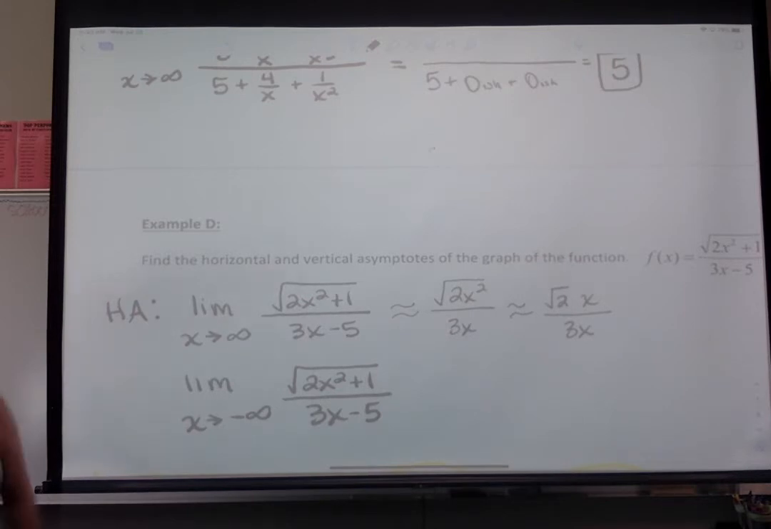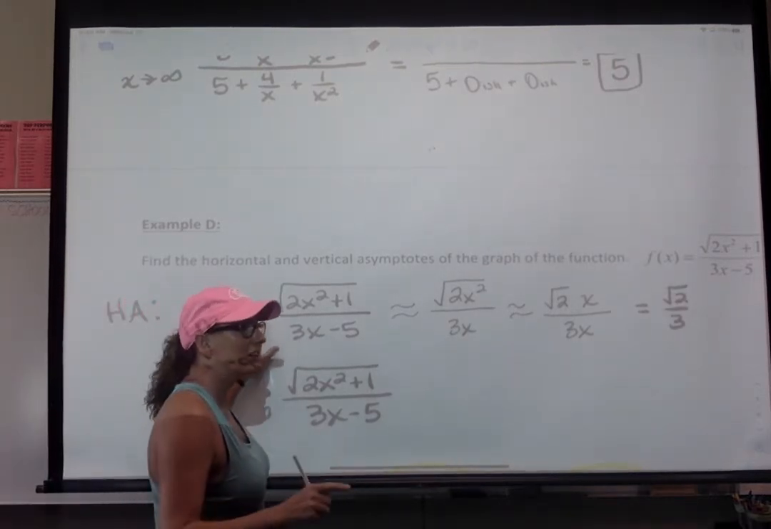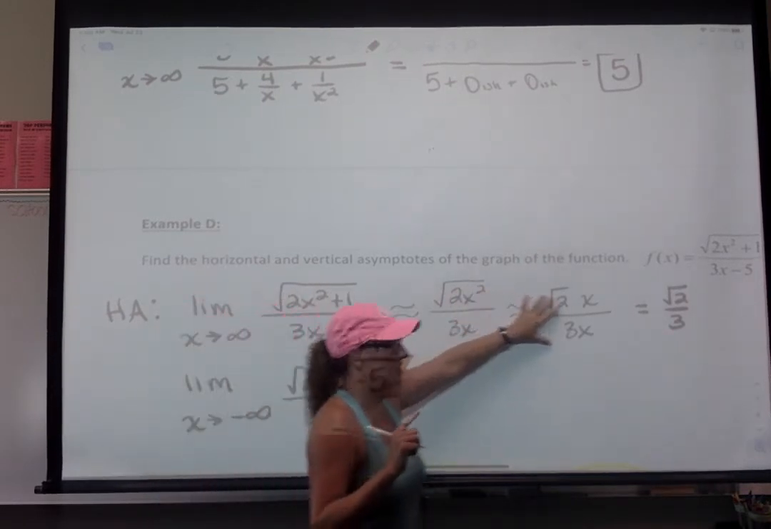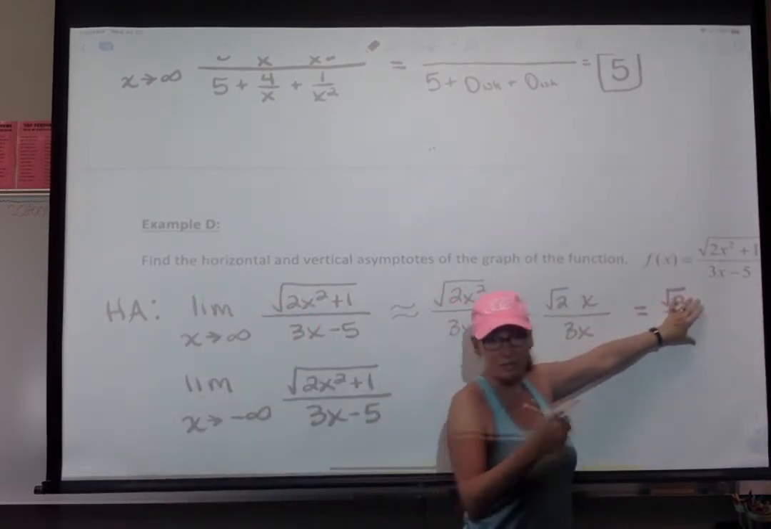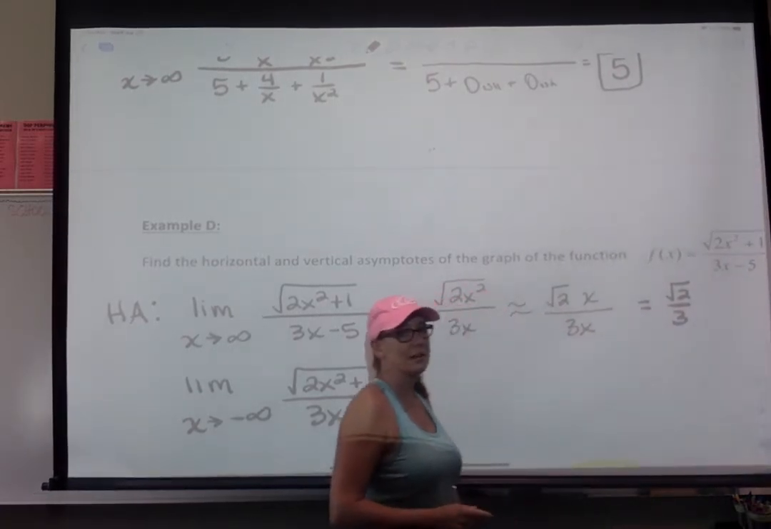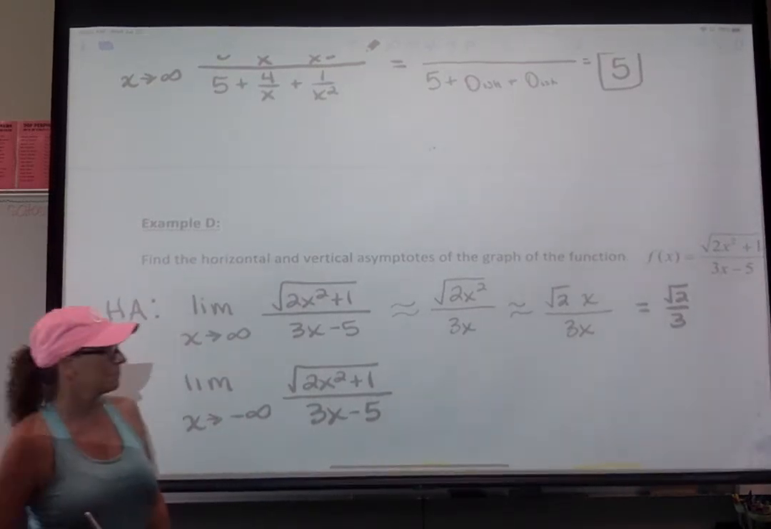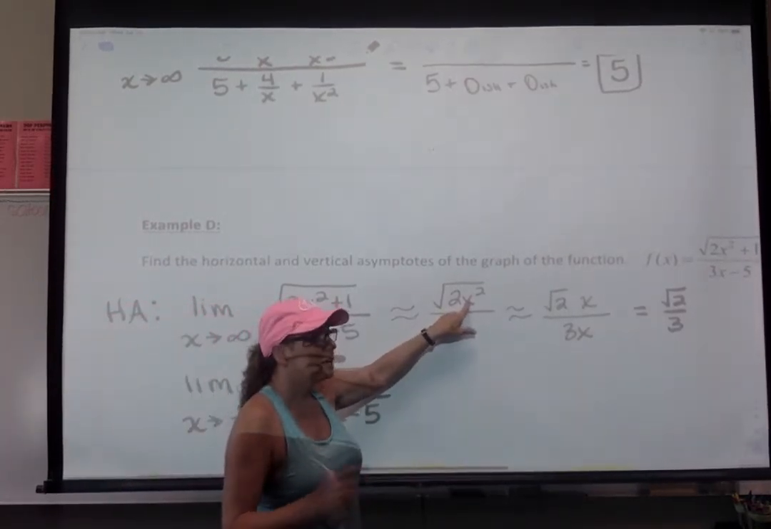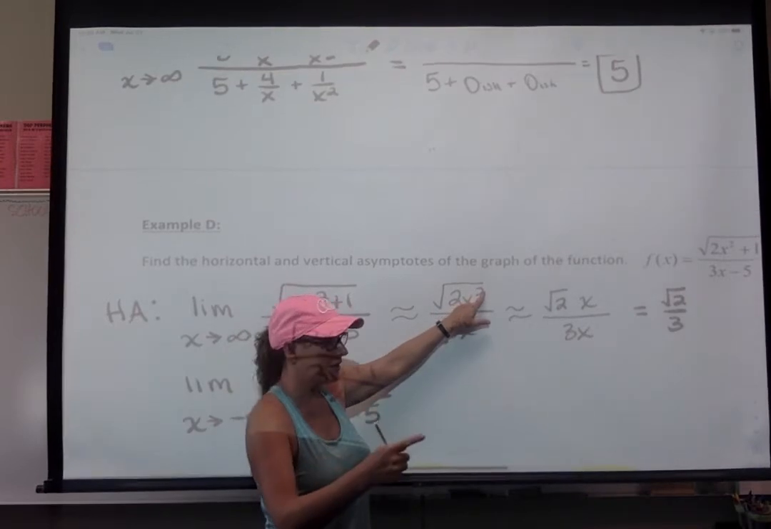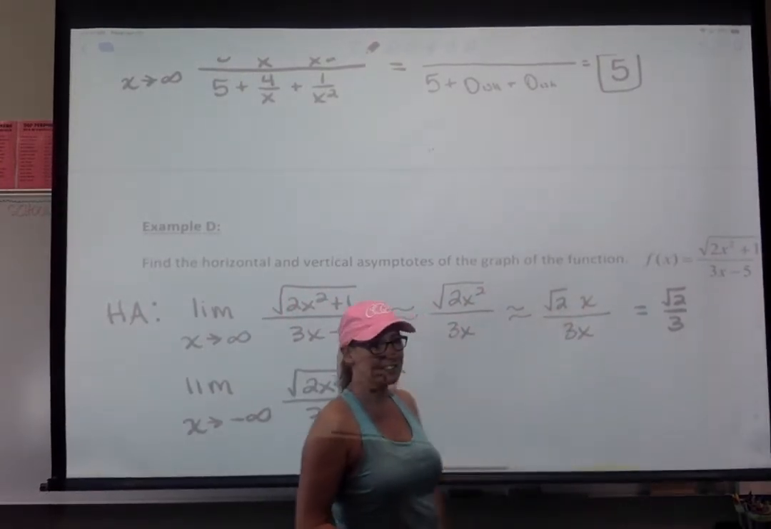You can cancel out your x's. As x approaches positive infinity, this function is headed to whatever decimal this is, radical 2 divided by 3. That's where it's headed. Right? Because when you plug in positive infinity and then you square it, and then you square root it, you get x.